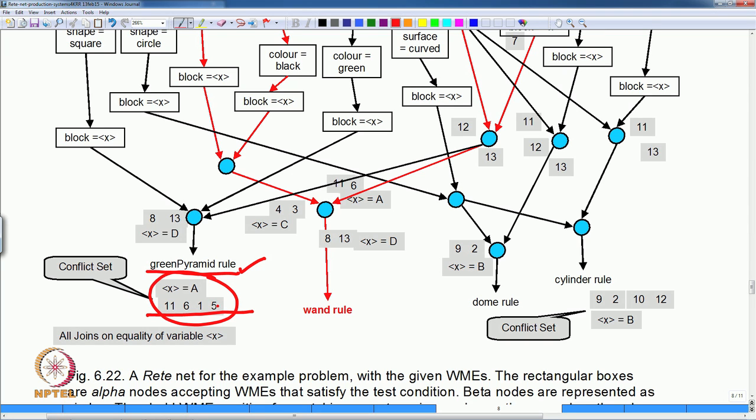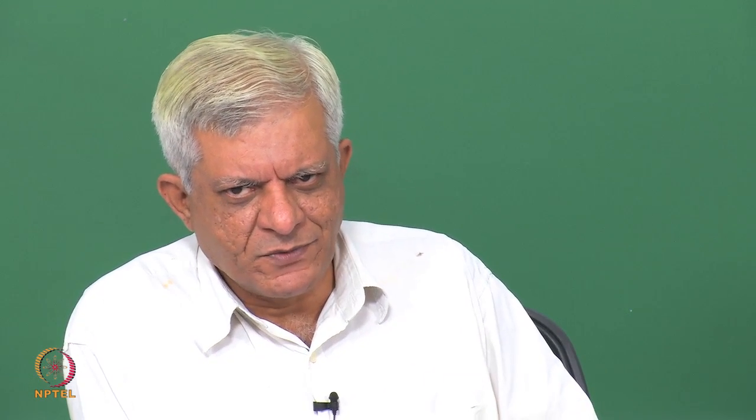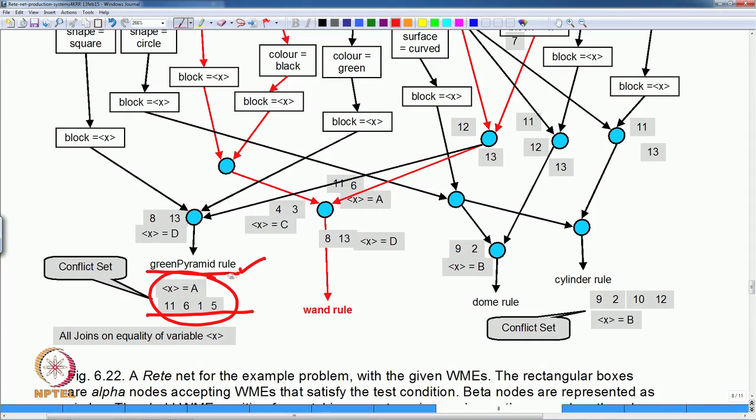Now, it is possible that in your database there might have been more than one green pyramid and more than one cylinder and so on, in which case you would have 2 instances of the same rule which is firing essentially. So, this is the basic idea behind the Rete net, that the top half separates the data and the bottom half assimilates what you need for a rule to fire essentially.